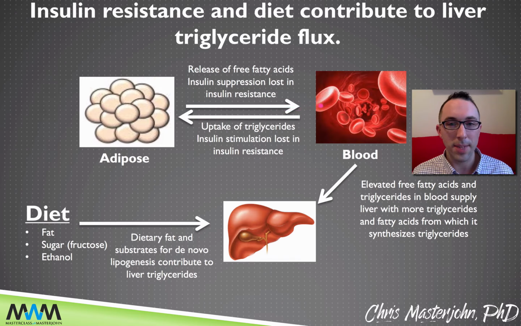Insulin causes the uptake of triglycerides from the blood into the adipose tissue and suppresses the release of free fatty acids from the adipose tissue into the blood. If you have obesity, obesity itself overwhelms the storage capacity of adipose tissue, which leads to more triglycerides and free fatty acids in the blood.